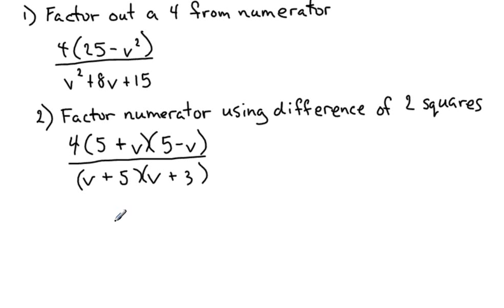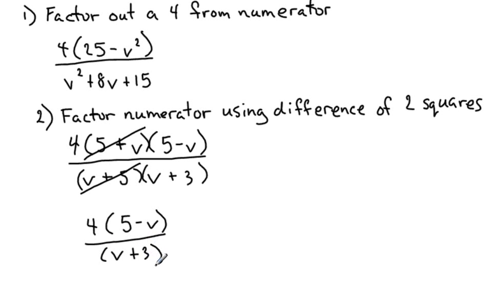Now, what we'd like to do is cancel out any like terms that divide out to 1. So notice that we have a 5 plus v, which is the same thing as v plus 5. So these two would cancel each other out, and we'd be left with 4 parentheses 5 minus v over v plus 3, and nothing else can be factored, so this would be our final answer.